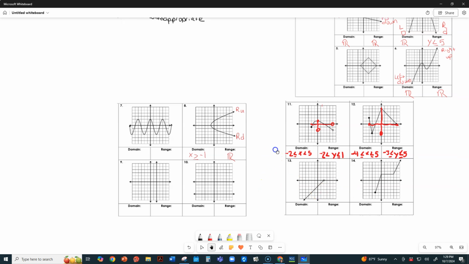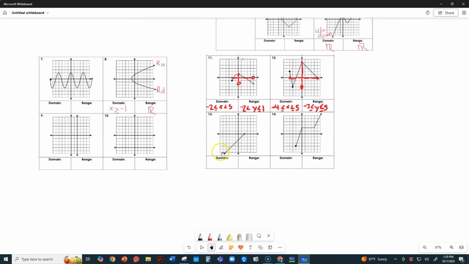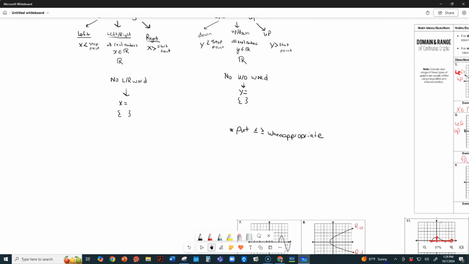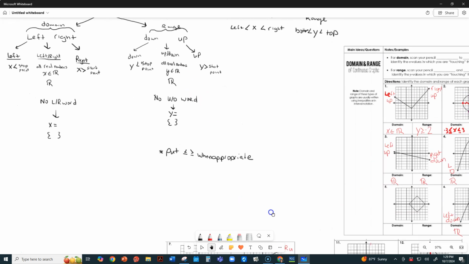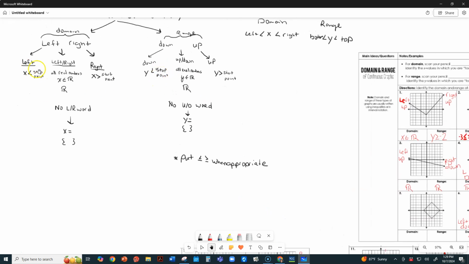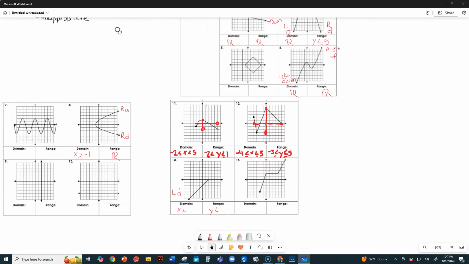Okay, let's look at these two over here, number 13 and 14. I only have one arrow, so that's the only arrow that I describe, and it's on the left side and it's going down. I only have the word left, so I'm going to do x is less than. I only have the word down, so I'm going to be doing y is less than. And then you go to the stopping point. Notice that both of them said stopping point. Left and down, you're looking for the stopping point.